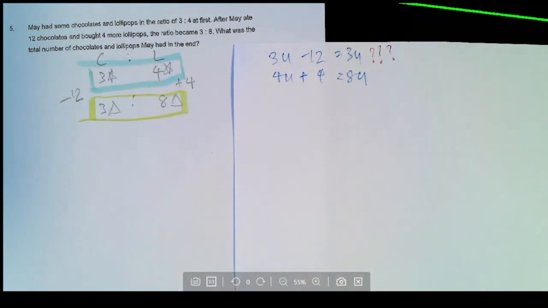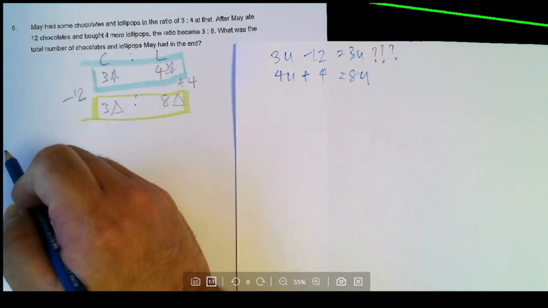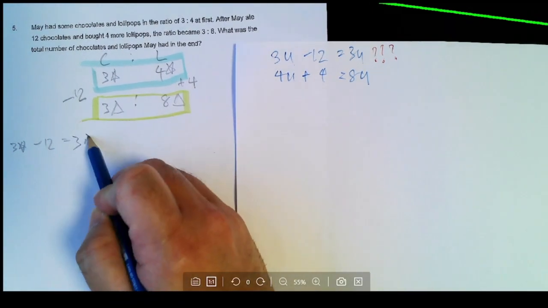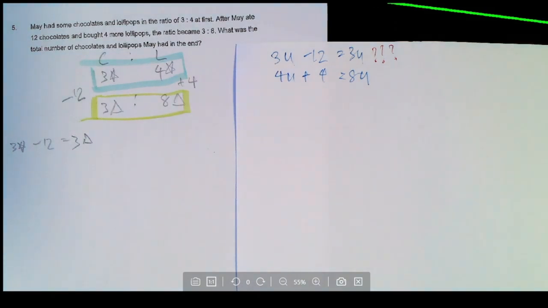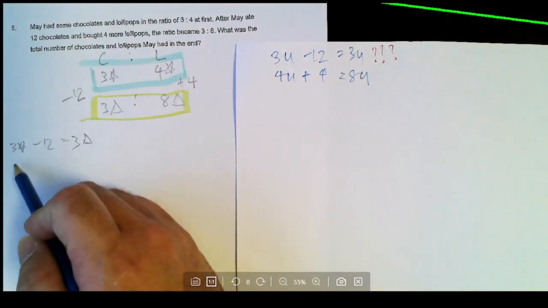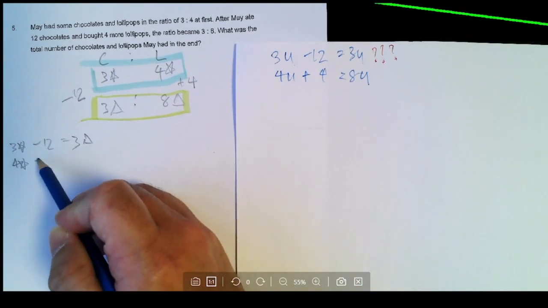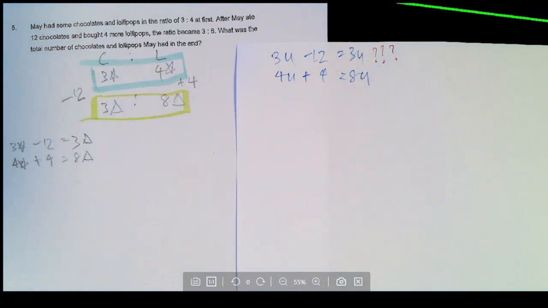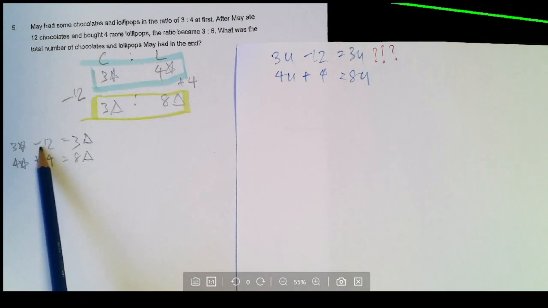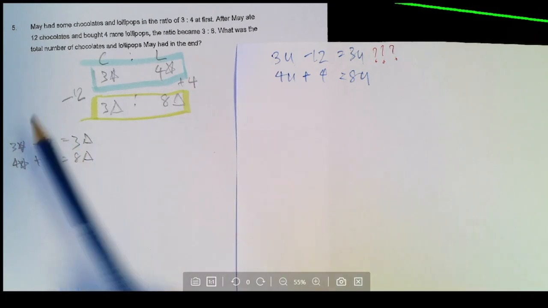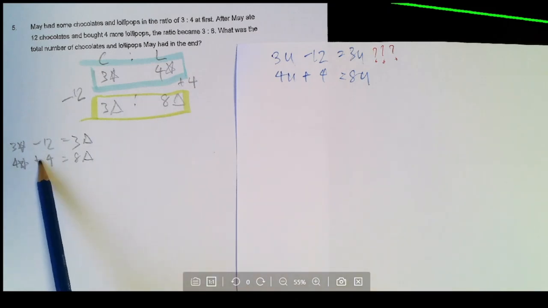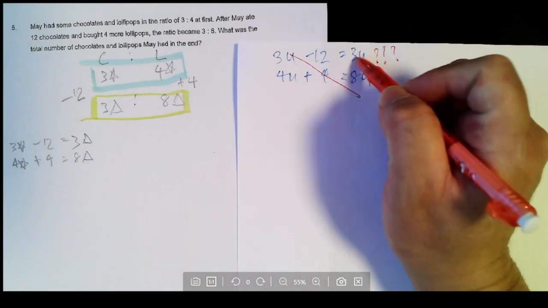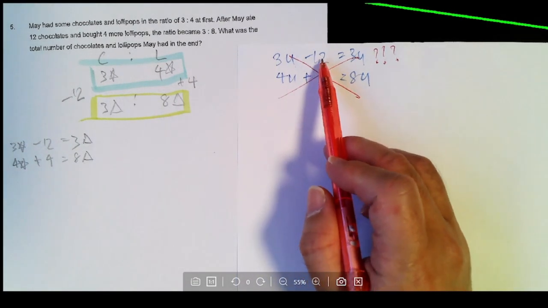Okay, so let me form equations. Okay, 3 star minus 12 equals 3 triangle. Okay, then here, this one, you have 4 star plus 4, you get 8 triangle. Okay, now it makes sense, right? Now it's logical. 3 star, you minus away 12, you get 3 triangle, a different kind of unit. Makes sense, okay? 4 star plus 4, you get 8 triangle. Makes sense, okay? This does not make sense, right? 3u minus away 12 is still 3u. It does not make sense, okay?